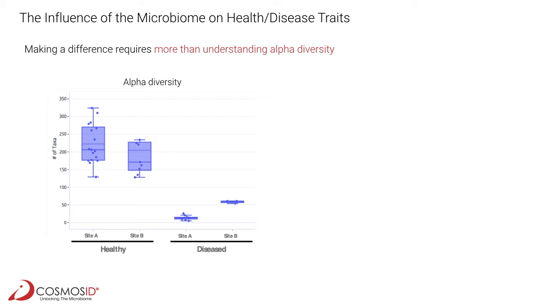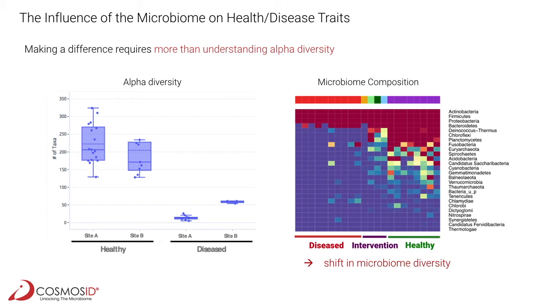However, for developing microbiome-based skin health interventions, alpha diversity is not enough. It is important to also look into microbiome composition and to understand how the composition changes at strain level between diseased, healthy, or over the course of an intervention. And to obtain this information, a process called microbiome profiling is used.